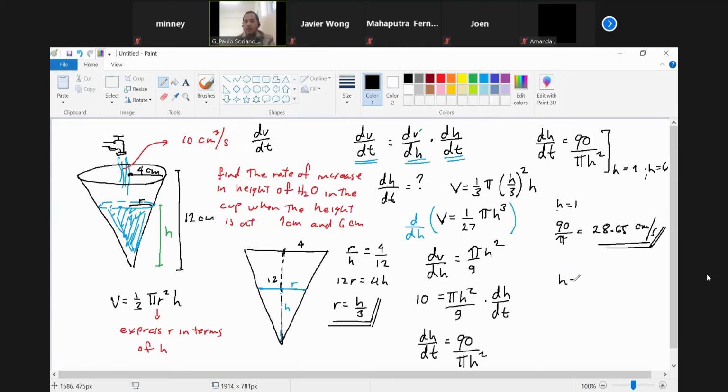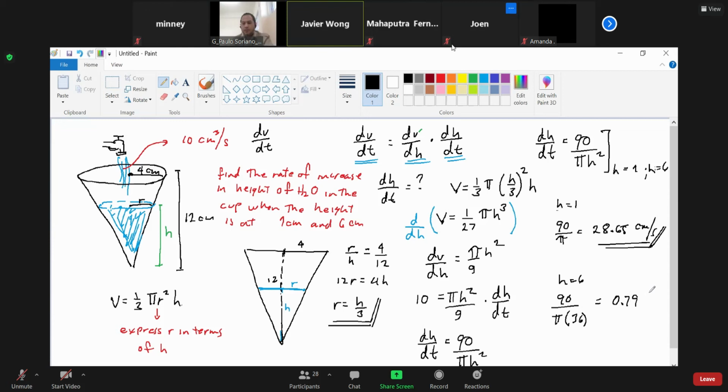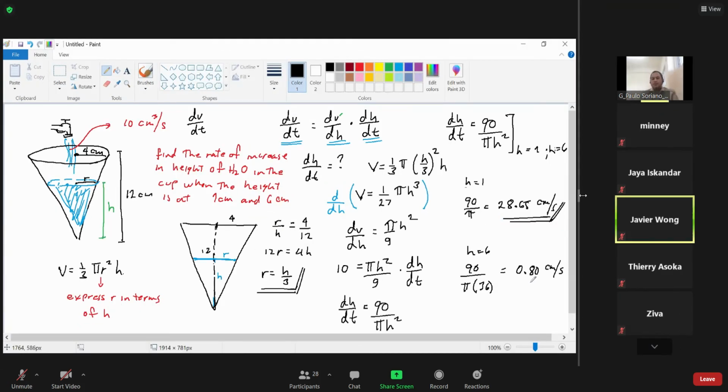How about when h equal to 6? It will give us 90 per pi times h squared. 6 squared is 36. Okay, how many? 0.79. Let's just use 0.79. You got 0.795 centimeters per second.